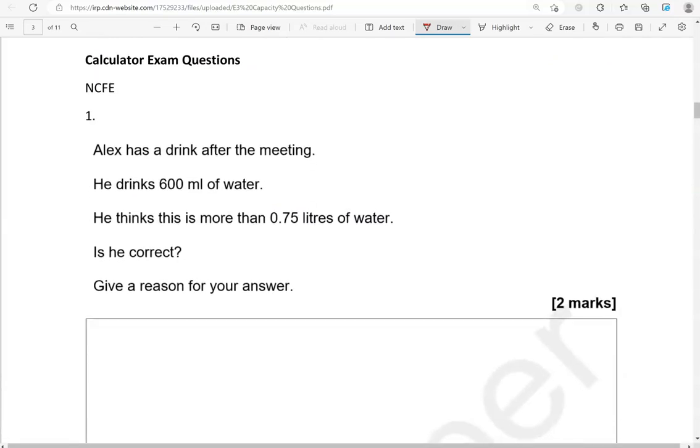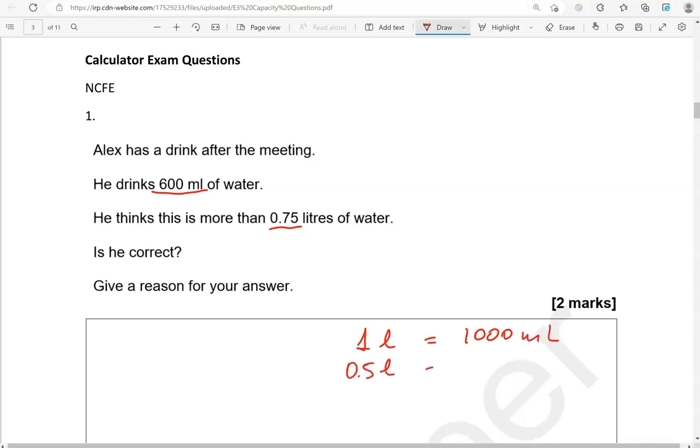We now move into the calculator questions. Alex has a drink after the meeting. He drinks 600 millilitres of water. He thinks this is more than 0.75 litres of water. Is it correct? Give a reason for your answer. Okay, so 1 litre is equal to 1,000 millilitres.